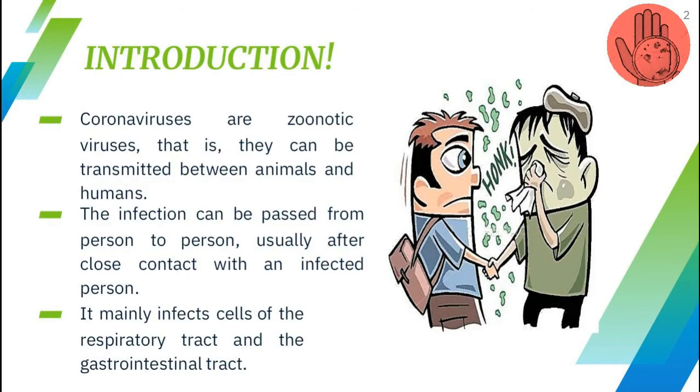Introduction. Coronaviruses are zoonotic viruses, that is, they can be transmitted between animals and humans. The infection can be passed from person to person, usually after close contact with an infected person. It mainly infects cells of the respiratory tract and the gastrointestinal tract.